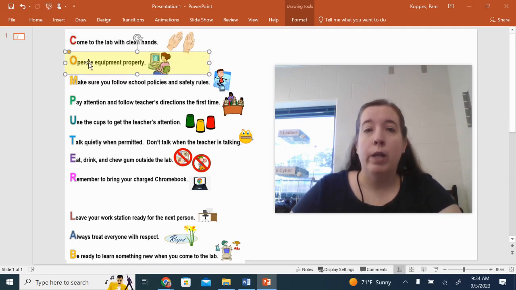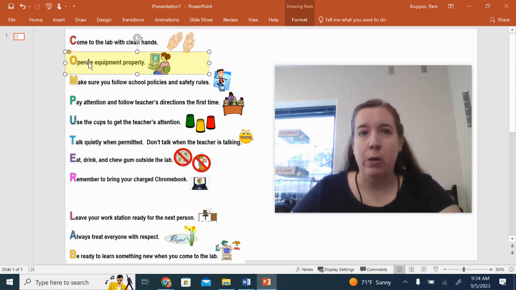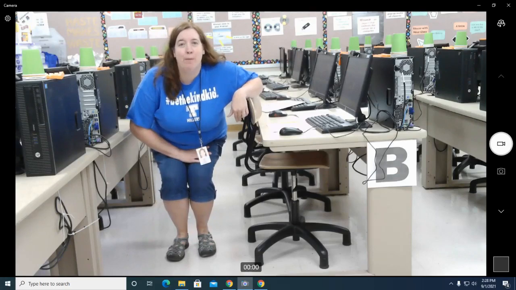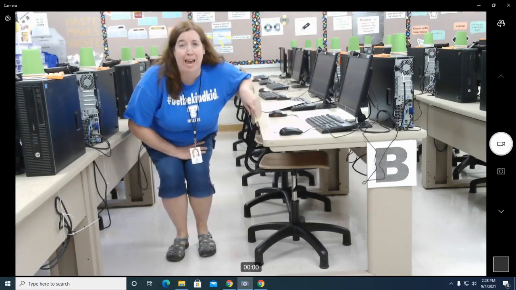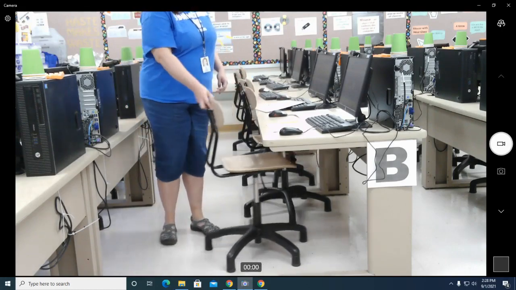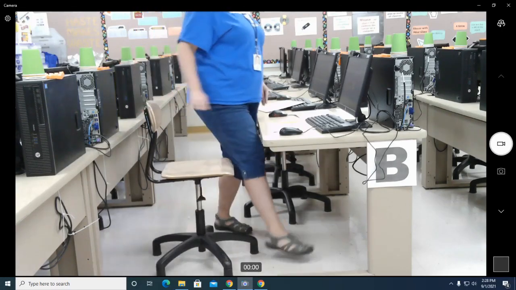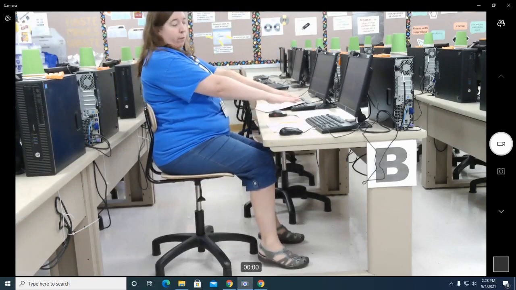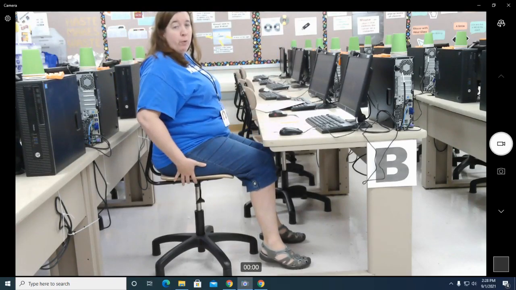The next rule is operate equipment properly. That's big fancy words for use the stuff the way it's supposed to be used. So first, let's talk about using the chairs properly. A note about these chairs, they are very heavy and they don't scooch very well. So if I pull it out and I pull it all the way to sit, I am too far away from the computer. I need to scooch it forward.